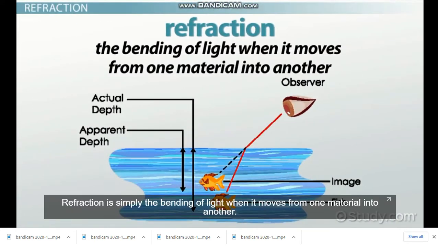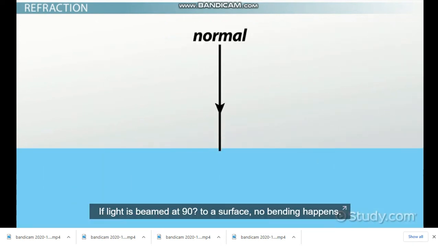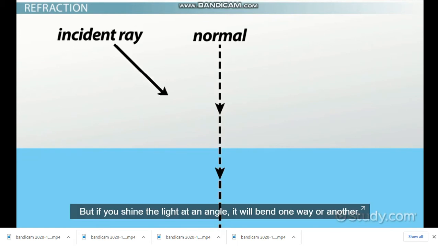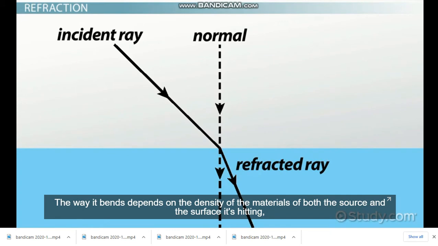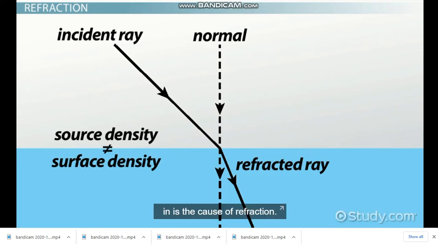Refraction is simply the bending of light when it moves from one material into another. If light is beamed at 90 degrees to a surface, no bending happens. But if you shine the light at an angle, it will bend one way or another. The way it bends depends on the density of the materials of both the source and the surface it's hitting, and the different density of the material the light started in versus the material it ended in is the cause of refraction.